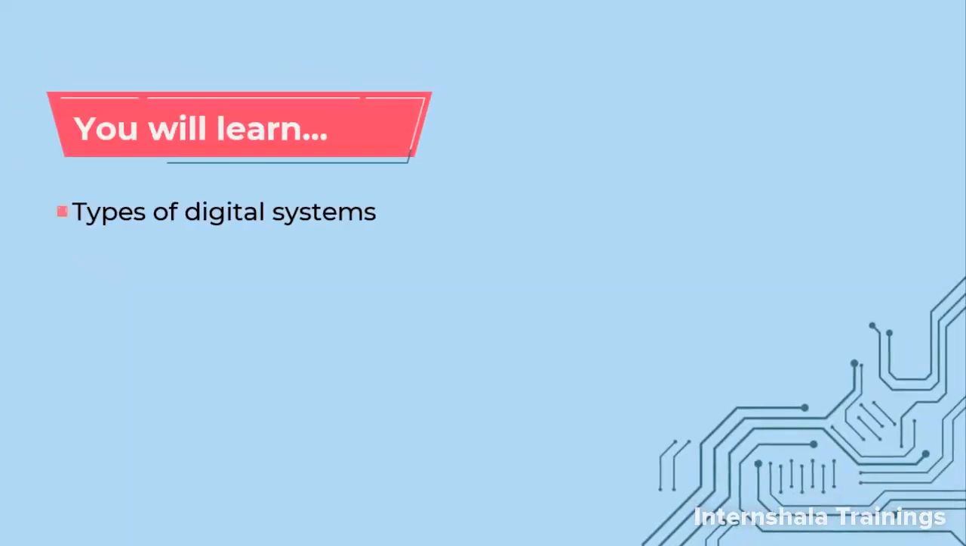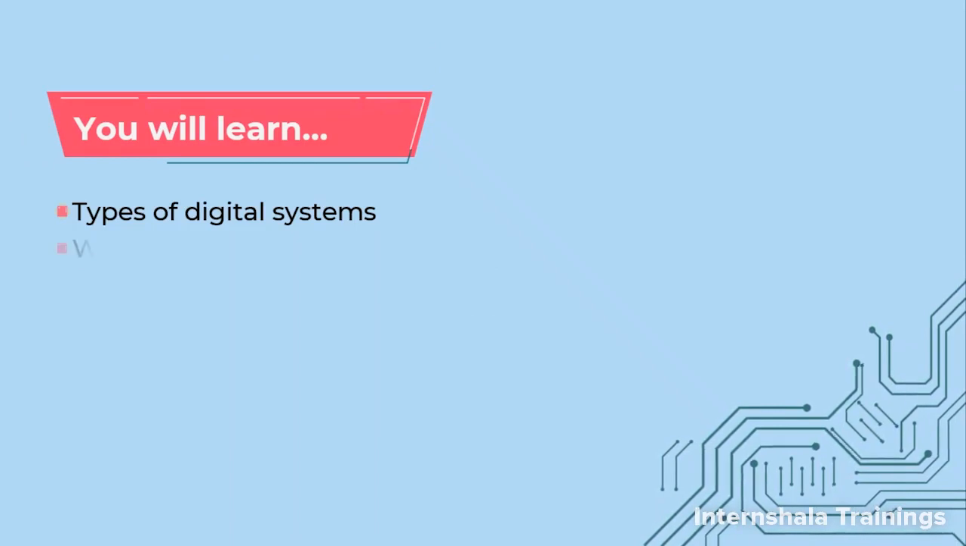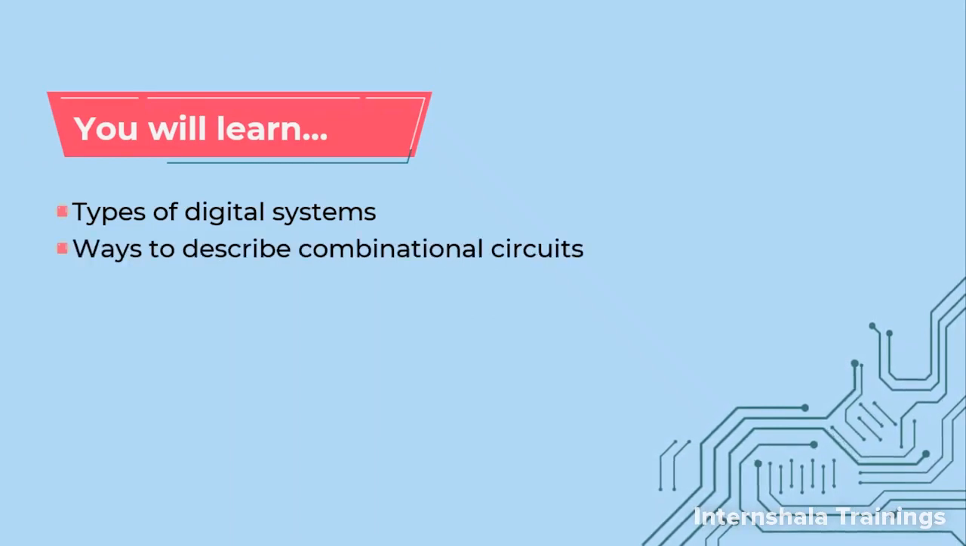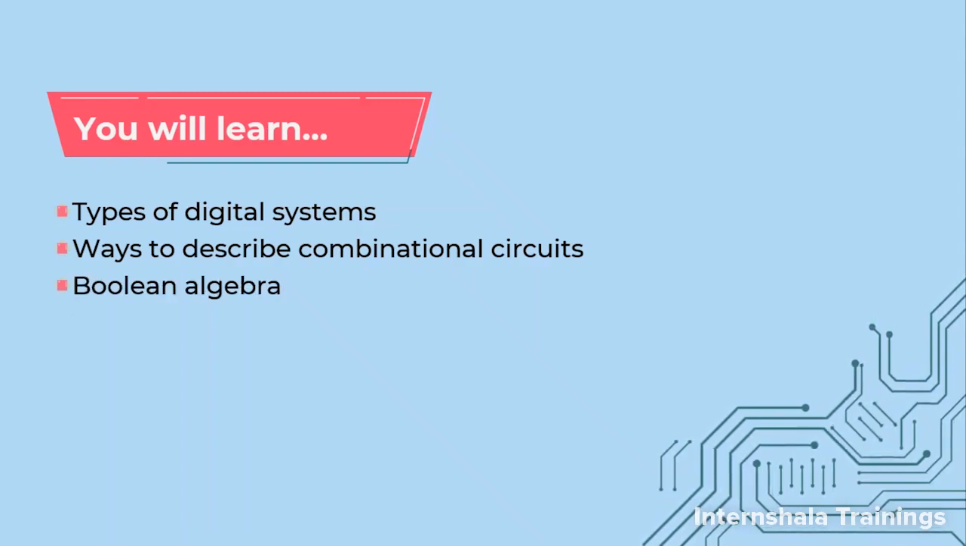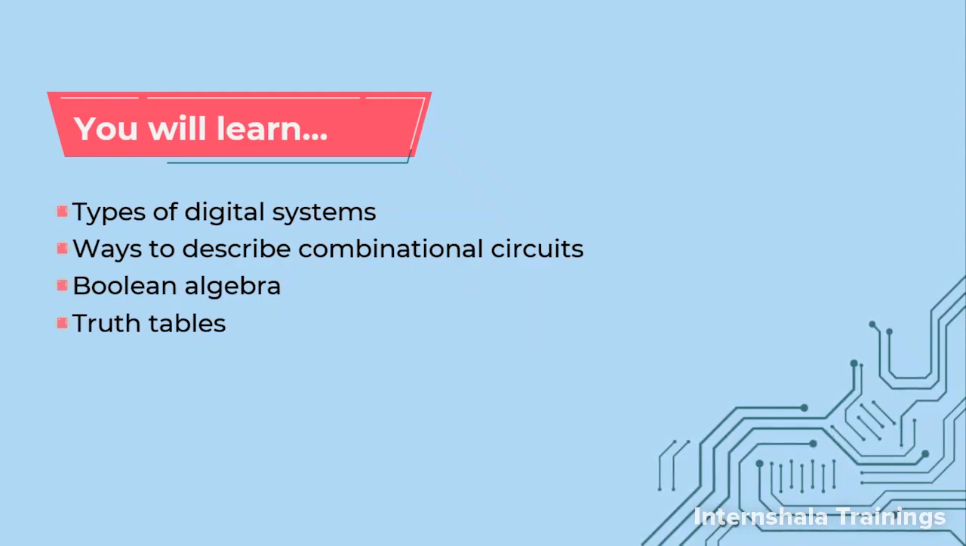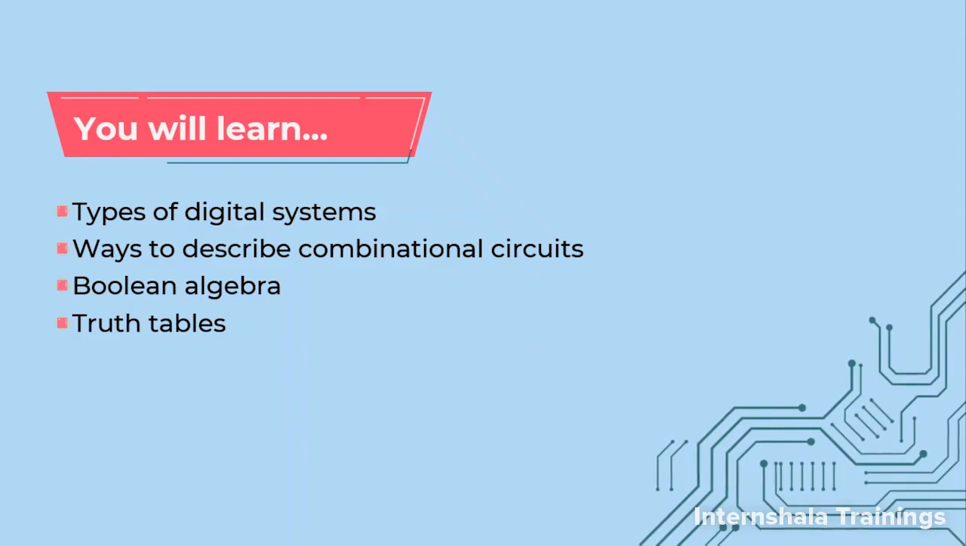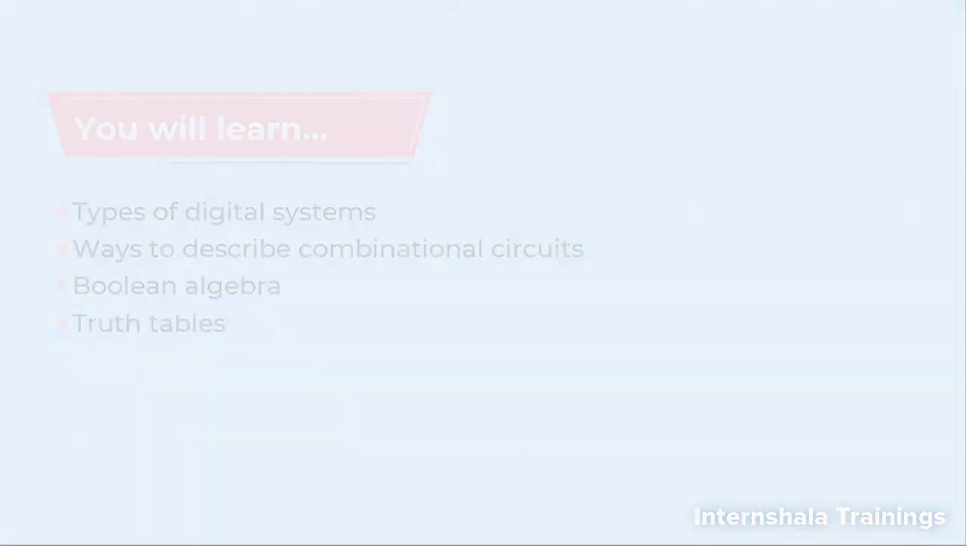So in this video we are going to discuss that there are two types of digital systems and how can we describe the first type, and that is combinational circuits. We are going to talk about Boolean algebra and the truth table, which are useful in describing the combinational circuits. So let us get started.